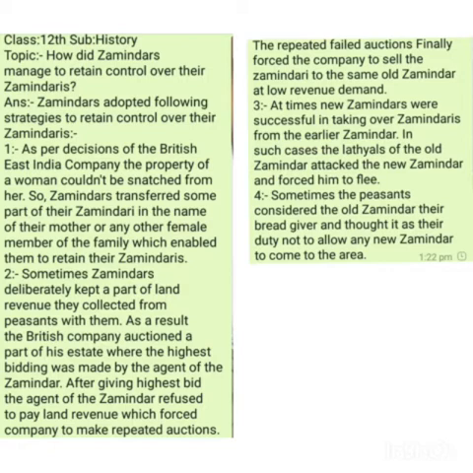Dear students, Zamindars devised various strategies to retain control over their Zamindaris, over the vast areas of land, despite not being able to pay land revenue as per the demands of the British government. One strategy which the Zamindars adopted was that, as per the decisions of the East India Company, the British East India Company, basically the company which was ruling over India on behalf of the British government.